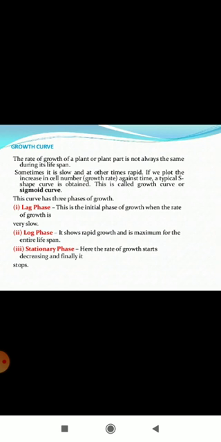Next is growth curve. Growth curve simply means how a plant shows its growth. The rate of growth of a plant or plant part is not always the same during its lifespan. Sometimes it is slow and at other times it is rapid. If we plot the increase in cell number, that is growth rate, against time, a typical S-shaped curve is obtained. This is known as growth curve or sigmoidal growth curve. This sigmoidal growth curve has 3 phases. The first phase is known as lag phase, the second phase is known as log phase, and the third phase is known as stationary phase.